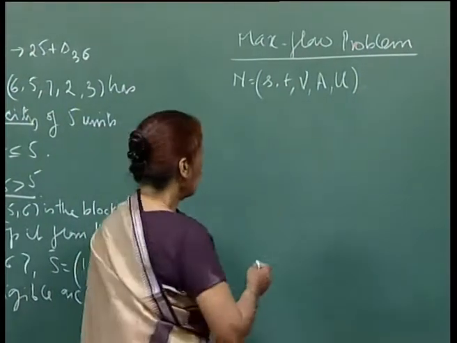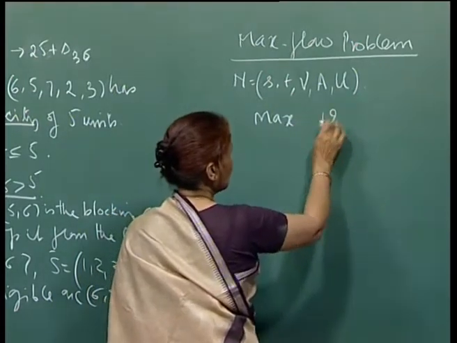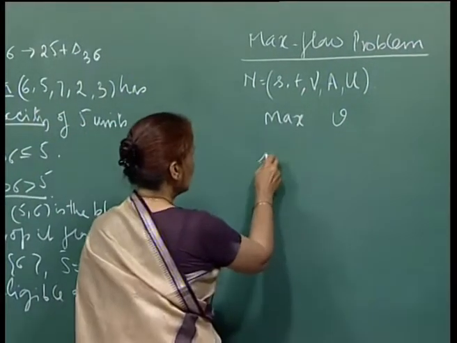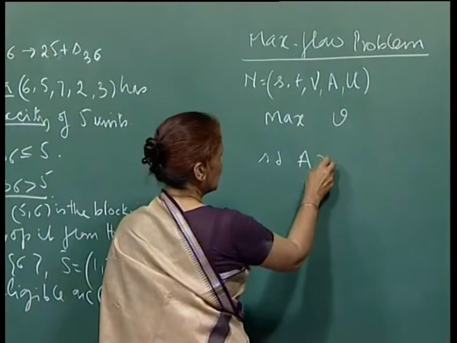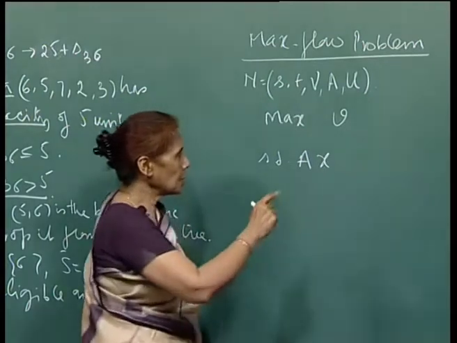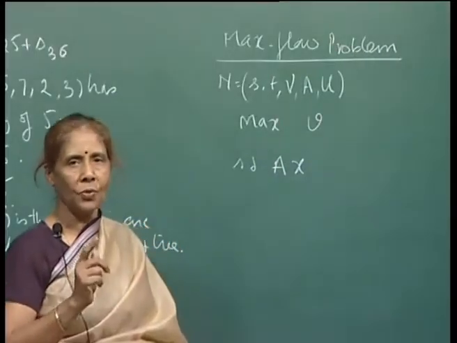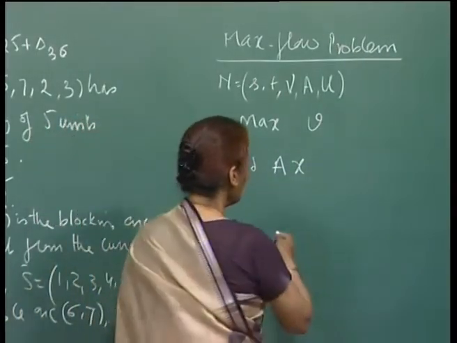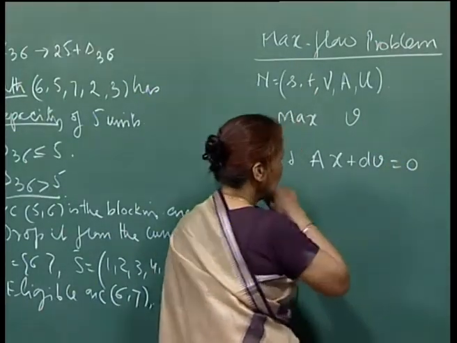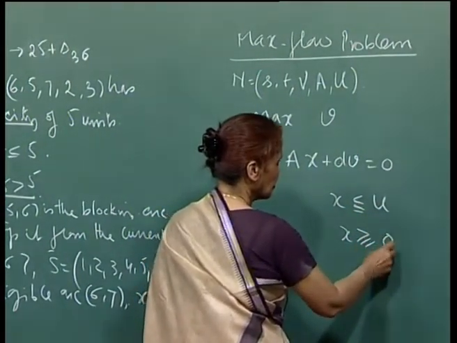So, in this case, let me formulate the problem. This would be: maximize V, where I denote V as the amount of flow in the network. So, I want to maximize this, subject to Ax = (the right-hand side), where A is my node arc incidence matrix, and x is my flow vector, that means the components of x are the x_ij's, and x_ij will tell me how much flow is there on the arc ij. I will explain the right-hand side. And then we want to say that x is less than or equal to u and x is greater than or equal to 0.